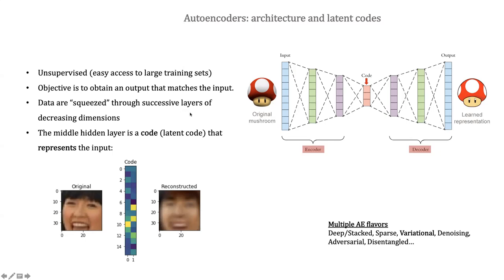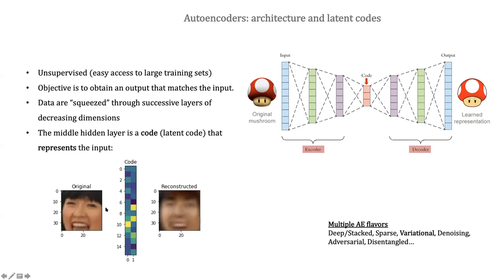As I said, the main advantage of this model is that you learn a representation of your data that is given by the latent code, the representation in the very middle, in the bottleneck, that very concisely represents the input. That's what I'm trying to capture here. So here is an original image which has gone through this process of squeezing and re-expanding. And this is the original image, this is the reconstructed image. You can see that the reconstructed image is basically a much more fuzzy version of the original one.